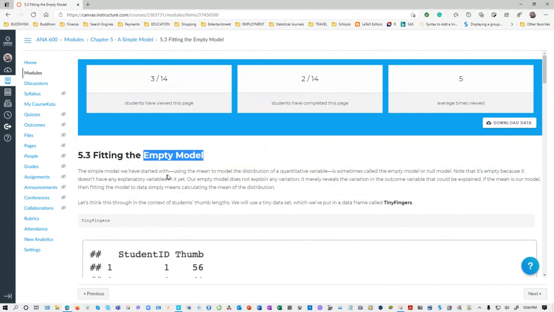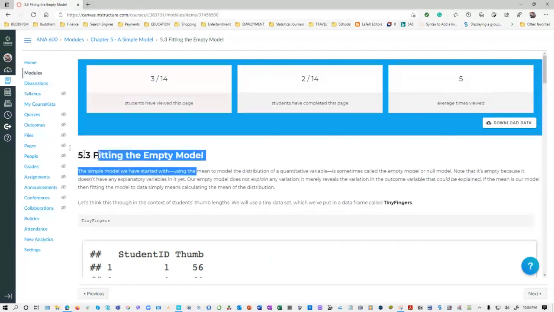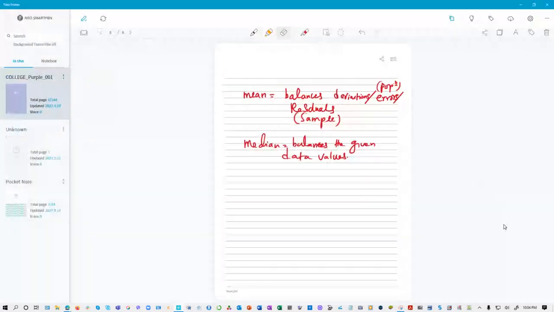Okay, the simple model we have started with uses the mean to model the distribution of a quantitative variable. See, the mean has been utilized to explain the quantitative variable. Not another variable, not another variable. They are using their own mean to build up the model. Okay, that's it. So understand what we are trying to do over here. I'm using its own mean.